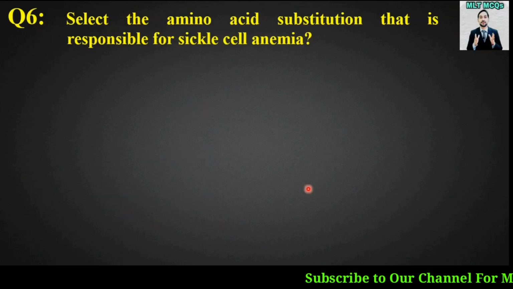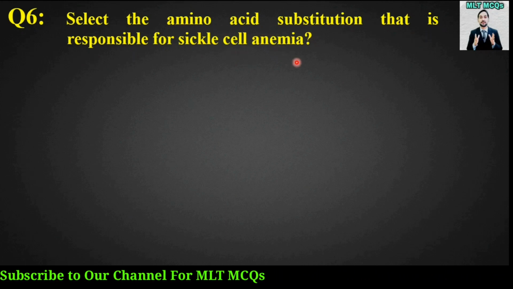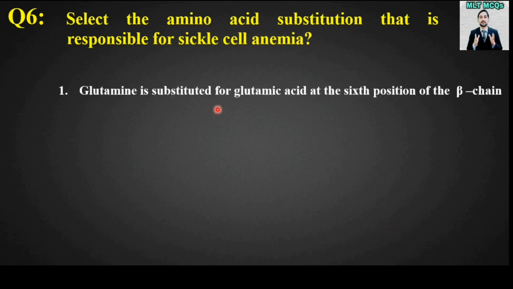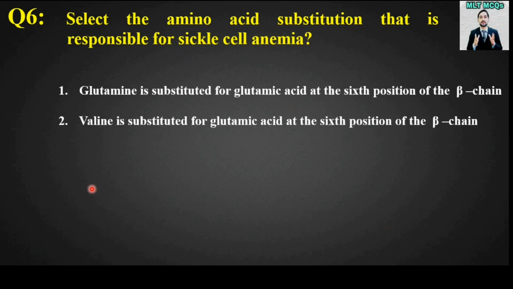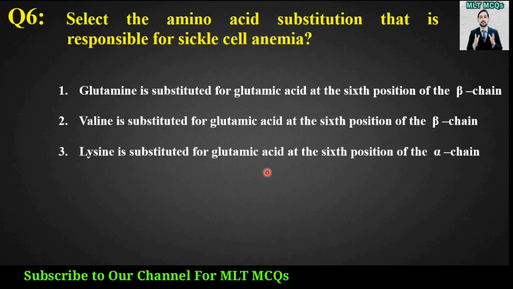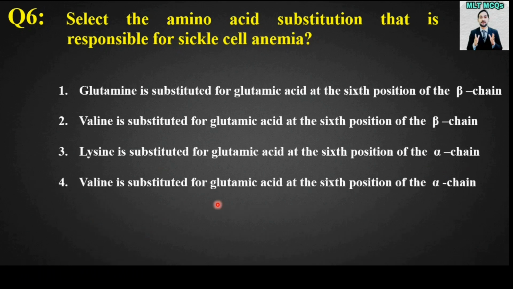MCQ number 6 is, select the amino acid substitution that is responsible for sickle cell anemia. Options for this MCQ are, glutamine is substituted for glutamic acid at the 6th position of the beta chain. Valine is substituted for glutamic acid at the 6th position of the beta chain. Lysine is substituted for glutamic acid at the 6th position of the alpha chain. Valine is substituted for glutamic acid at the 6th position of the alpha chain.